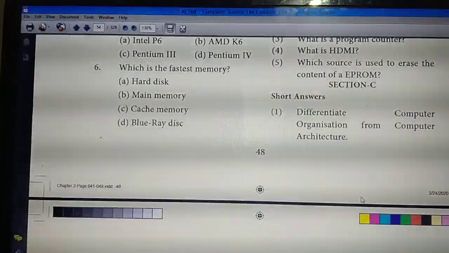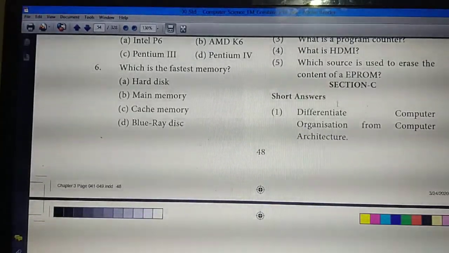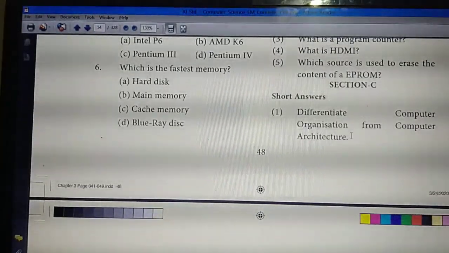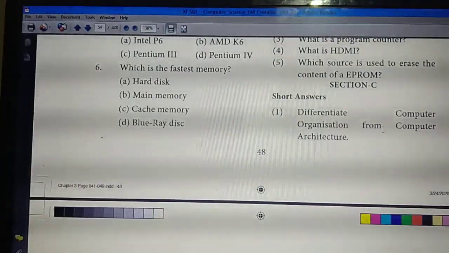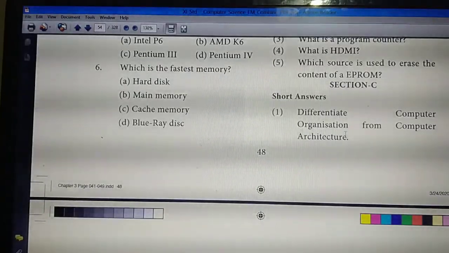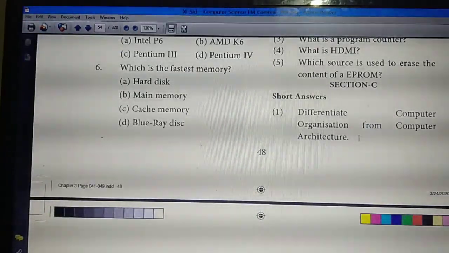First, you write the page numbers here. Afterwards, we can mark the question answers. First question, in short answers: Differentiate computer organization from computer architecture.